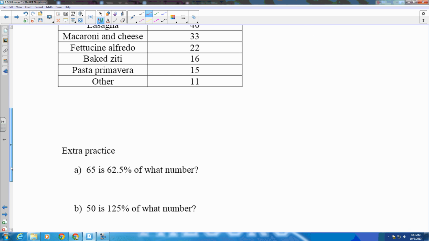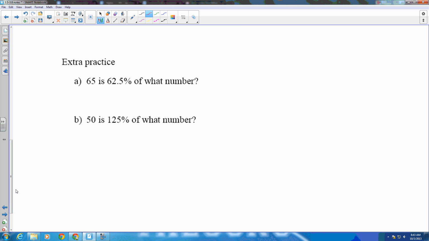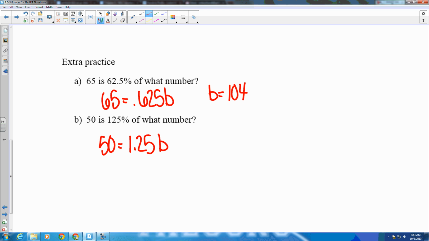Okay, we got a couple extra practice problems on the bottom. 65 is 62.5% of what number? Still trying to solve for the B. 0.625 times B. B is 104. 50 is 125% of what number? The whole, again, is 40. All right, so that was solving percent problems.